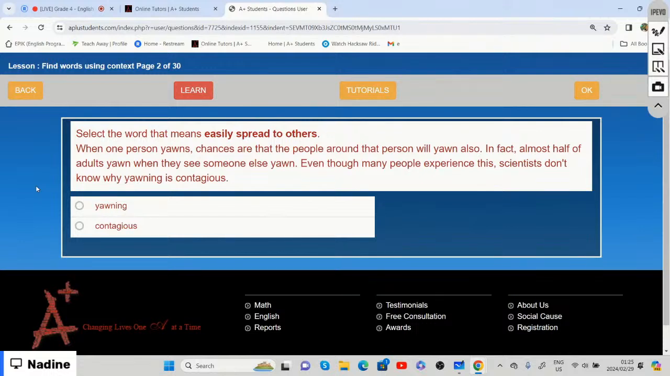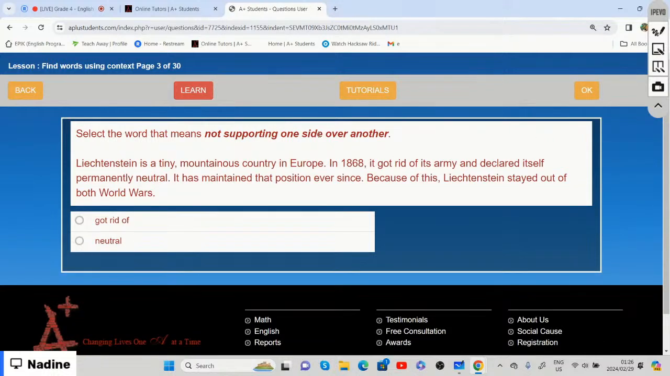So, easily spread to others, does it mean yawning, or does it mean contagious? All right, if we select the correct answer, we can say it is contagious, because they usually say yawning is contagious. Meaning it's easily spread to others. If I yawn, then automatically you are also going to yawn, meaning it is contagious. So easily spread to others is contagious. Well done. Contagious is correct.